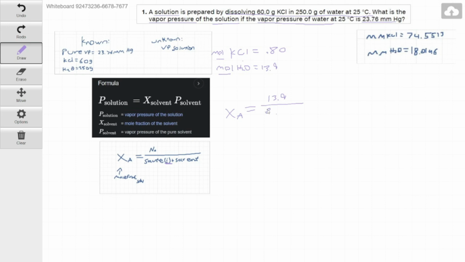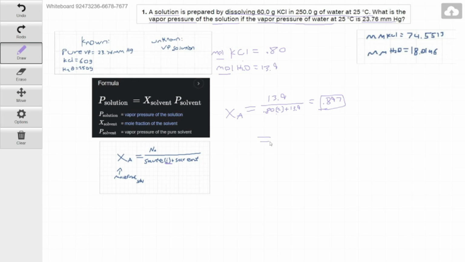We have 0.80 with a van't Hoff's factor of 2 for KCl. Those are our two ions, and we're going to add that to our 13.9. Now, when you write this out and actually calculate it, your end number should be 0.897. This is your mole fraction. Now, we have everything we need to get the vapor pressure of the solution.